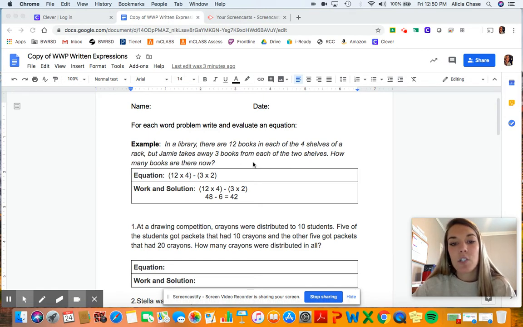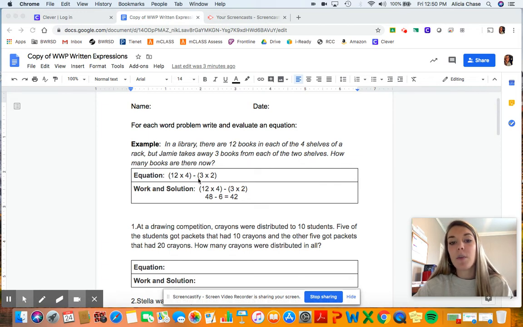Okay, so this is Mrs. Jones's work. She's showing you, first you need to do 12 times 4 because there's 12 books in each of the 4 shelves. Usually when you hear that, in each, it means multiply. So 12 times 4. Then she subtracted 3 times 2 because Jamie takes away 3 books from each, so we're multiplying, of the 2 shelves, okay?